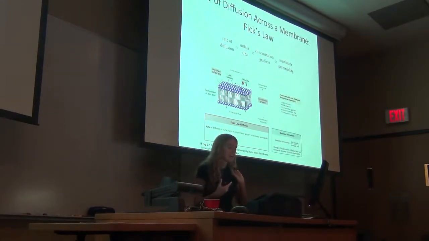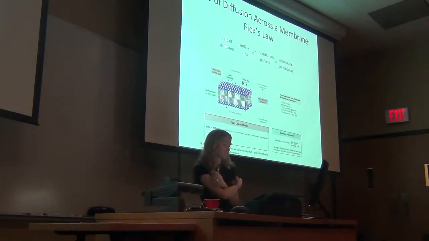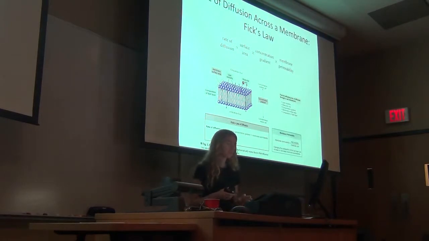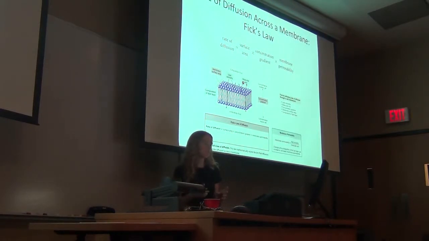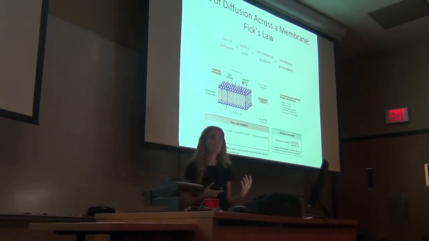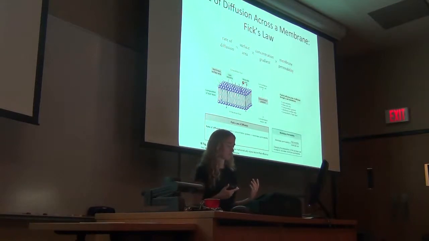Okay, so what affects the rate of diffusion across a membrane? So here, we introduced Fick's law, which describes this relationship. Diffusion rate increases when the surface area, the concentration gradient, or the membrane permeability increase. It's related to all of those. Out of these factors, I think the most complicated one to really think about is membrane permeability. That can encompass quite a lot of different factors. There are a lot of things that contribute to membrane permeability.